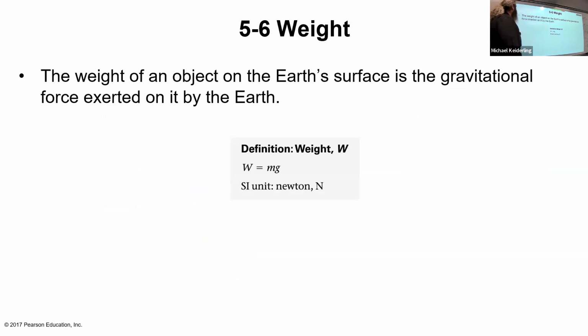So let's talk about weight. The weight of an object on the Earth's surface is the gravitational force exerted on it by the Earth. The general definition: the weight, the force of gravity, is mass times g, where g is our good old 9.81 meters per second squared.